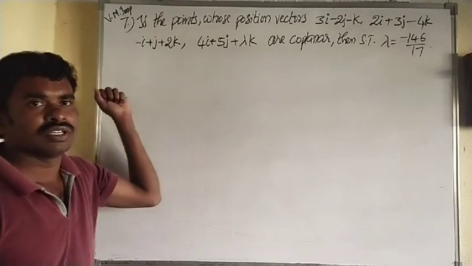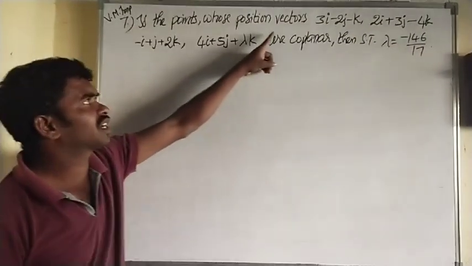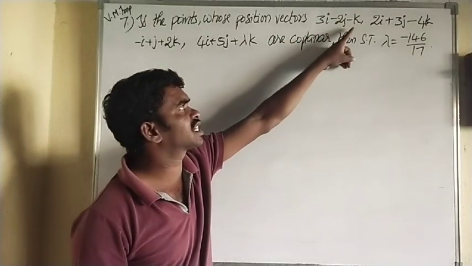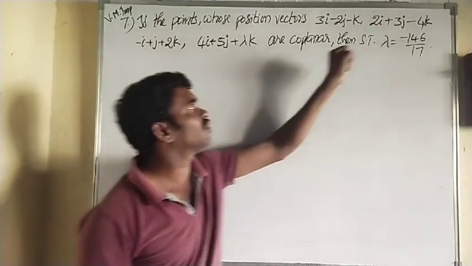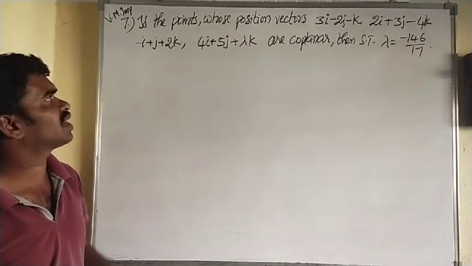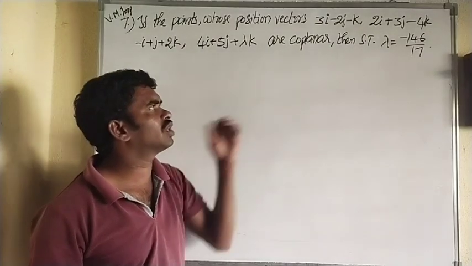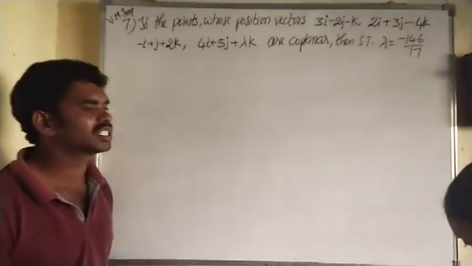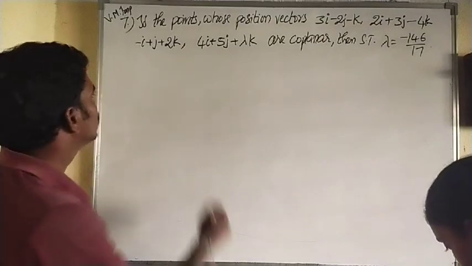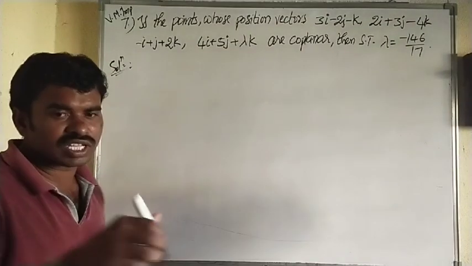7th question. It is very most important. If the points whose position vectors 3i minus 2j minus k, 2i plus 3j minus 4k, minus i plus j plus 2k and 4i plus 5j plus lambda k are coplanar, then show that lambda equals minus 146 by 17. Okay, same process. Okay, now first take what is given.